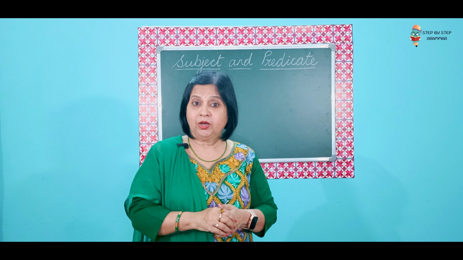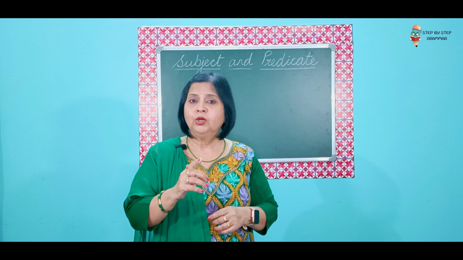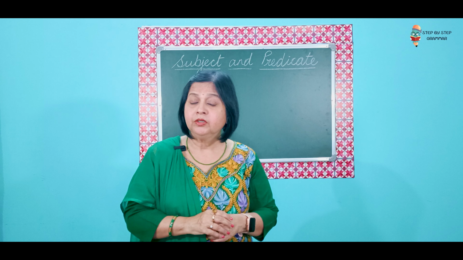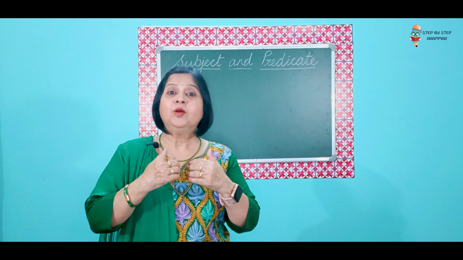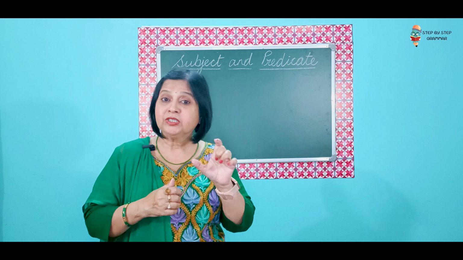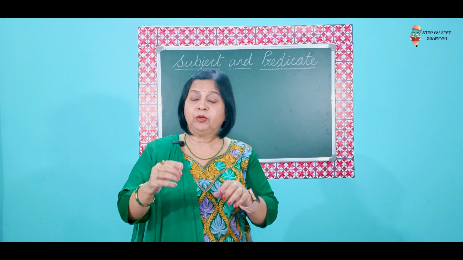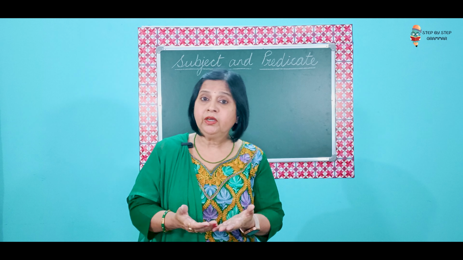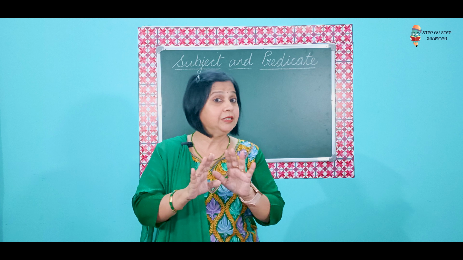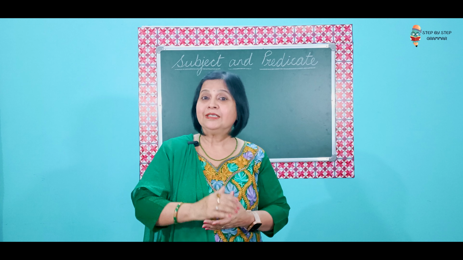Then the next one now. The box on the table belongs to me, which is the verb belongs. What belongs to me? Is it just the box? No, the box on the table belongs to me. So the subject contains more than 2-3 words, the box on the table. Or if we take the other way around, what are we talking about? We are talking about a box. But is it any box? No, I'm specifying the box on the table.